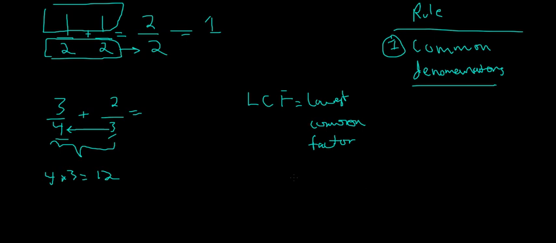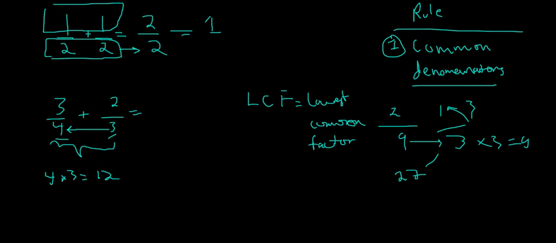But say if you had 9 and 3 as your denominators. You can do it as 27, or you can just do it as 9, because 3 times 3 is 9. So you just multiply it up by 3. In this case, multiplying the two denominators will not give you the lowest common factor. But in this case it will. So we have 12.